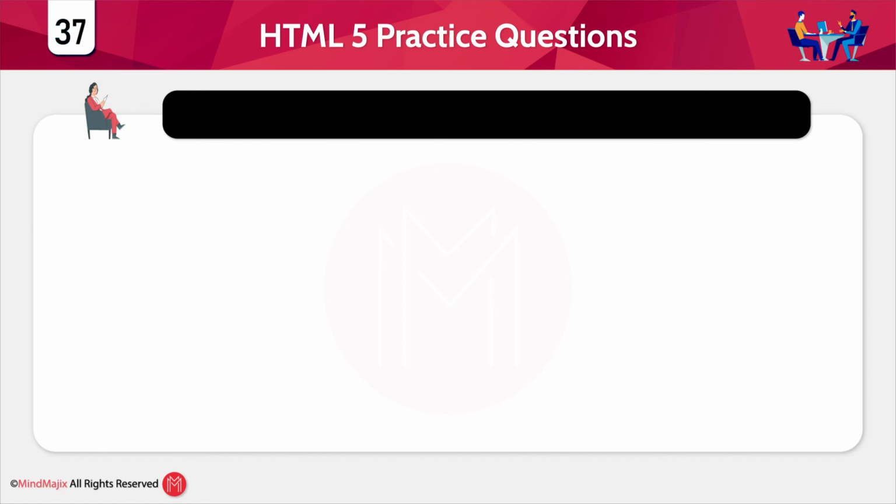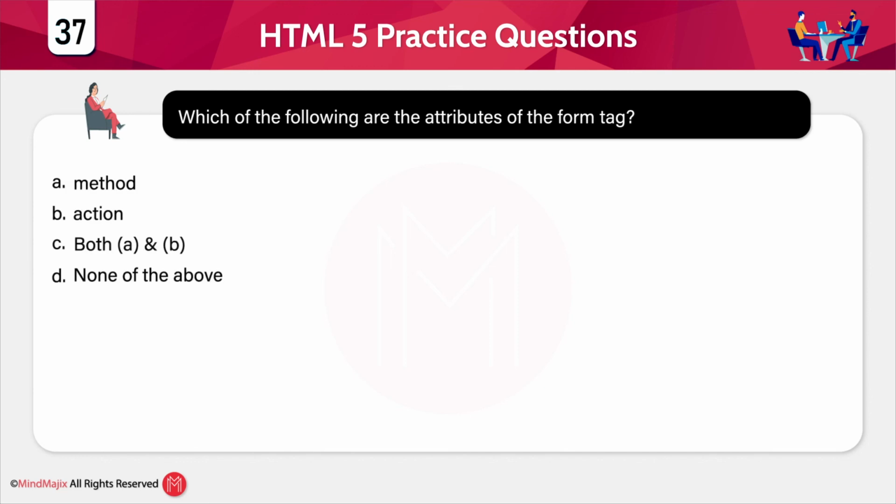Let's see the 37th question. Which of the following are the attributes of the tag, guys? Either method is an attribute, or action is an attribute, or both A and B. Which attributes of which tag here? Form tag, guys. Font tag attributes are not. Is method a form tag attribute? Yes. Which method are we using to post the data? Either post method or get method.